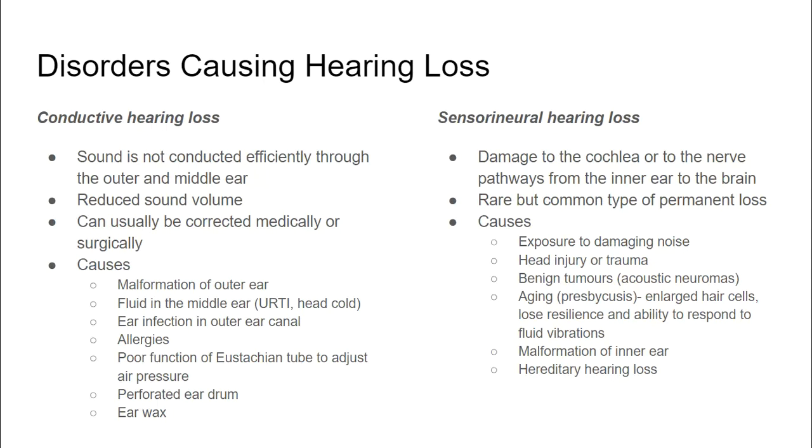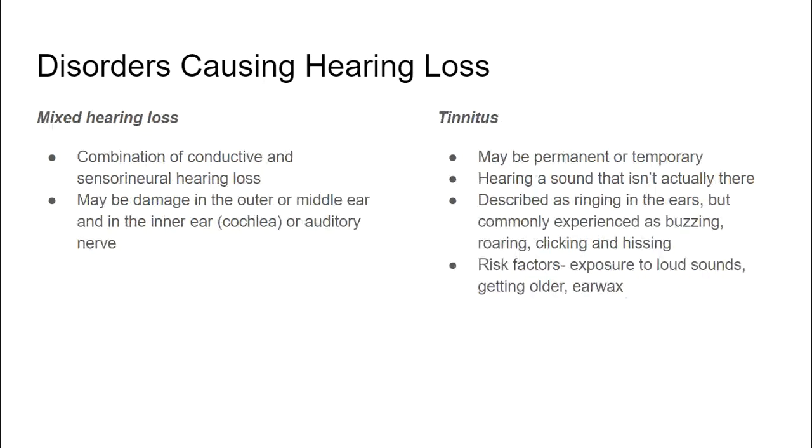Sensorineural hearing loss is damage to the cochlea or to the nerve pathways from the inner ear to the brain. It is very rare, but it's a common type of permanent hearing loss. Some causes might be exposure to damaging noise, a head injury or trauma, some tumours, aging, which in some of the textbook information you might read is presbycusis. Sometimes this is due to damaged hair cells, they lose resilience and the ability to respond to fluid vibrations, or it might just be hereditary.